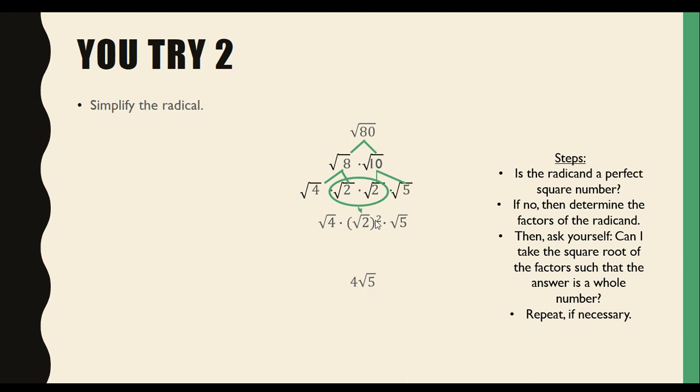The square root and squaring are inverse operations, so they undo one another, and I'm left with 2. So 2 times 2 is 4. That's where my coefficient's coming from. And then the square root of 5.